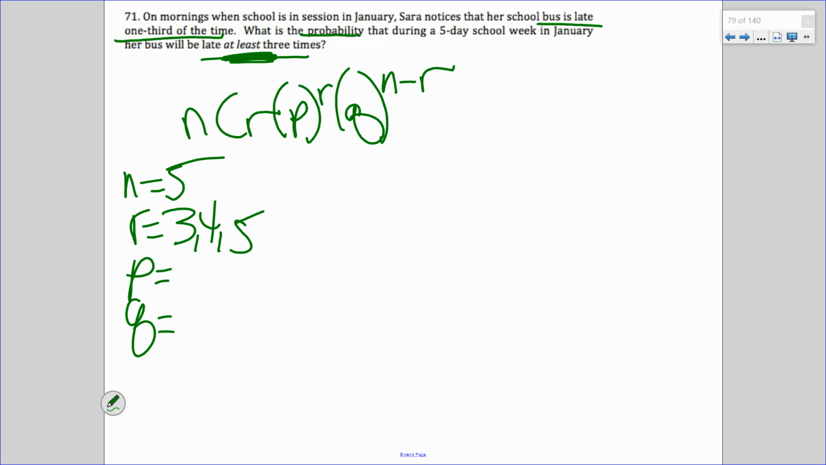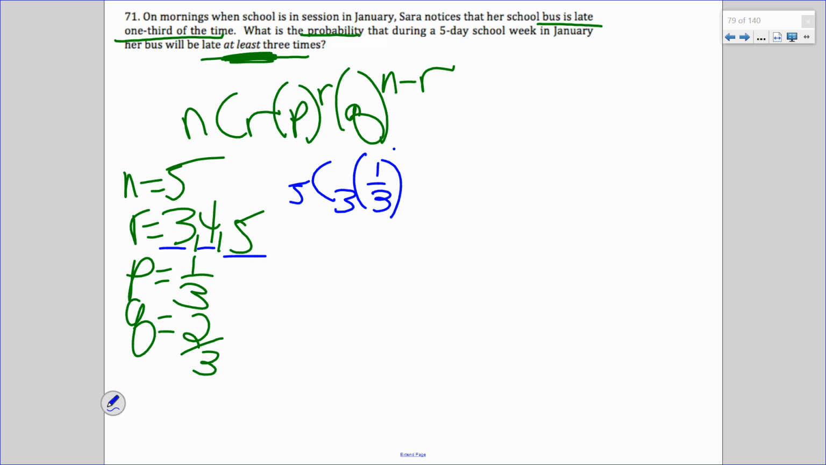p is the probability the bus will be late. That's 1/3. It gave it to me in the problem. q is the probability it won't be late. If the probability it will be late is 1/3, then q is 2/3. They have to together add to 1. So I have 1, 2, 3 separate problems here. Because there are 3 separate problems, I know that this is going to be a 4-point question. If it said exactly, then it would be a 2-point question. p is 1/3 to the r, which is 3, q to the n minus r, which is 2.